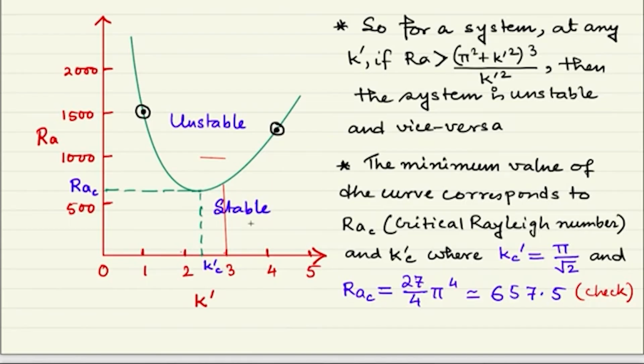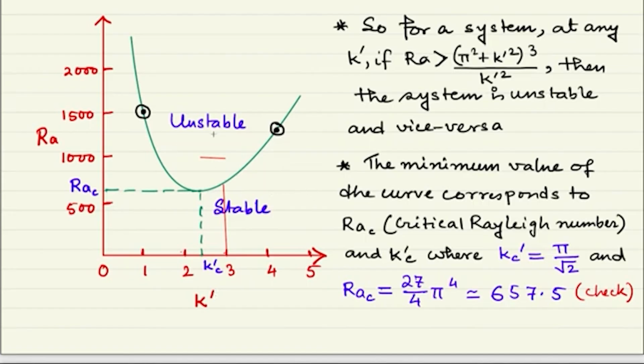Now if the system's Rayleigh number lies here, let's say 300 for example, that means the system's Rayleigh number is inferior even to the critical Rayleigh number. Then, irrespective of the horizontal wave number, the system is always stable.